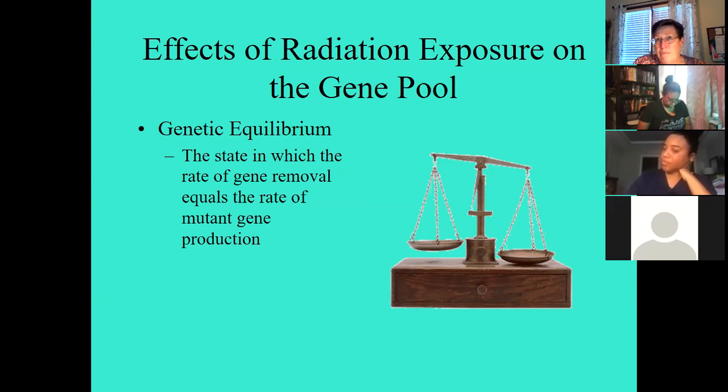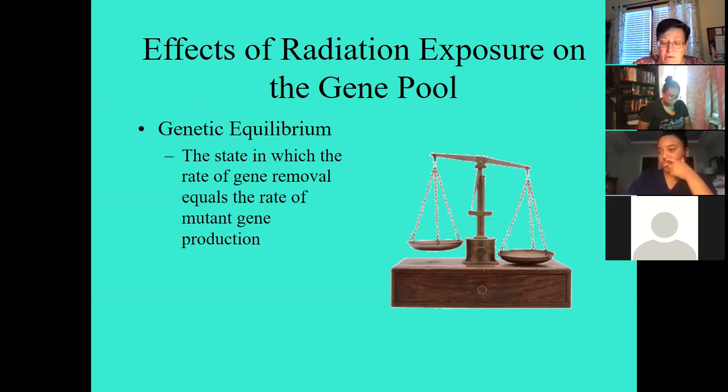But there are things that can throw you out of balance. For example, the atomic bombs of Hiroshima and Nagasaki. That was a large-scale radiation exposure to a large population. The Chernobyl nuclear power plant accident, where that cloud of radioactive material was spreading all over Europe, exposing a large population. So those types of events would set the population out of genetic equilibrium, because radiation is a mutagen. So the mutation rate would be higher than the rate of mutant gene removal.